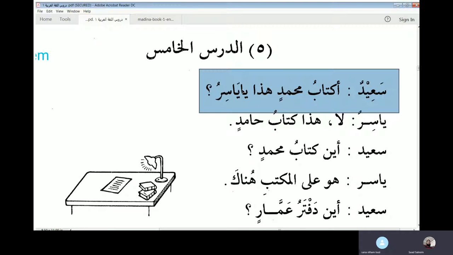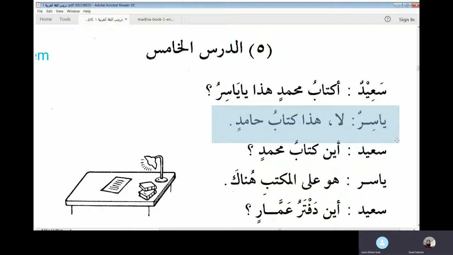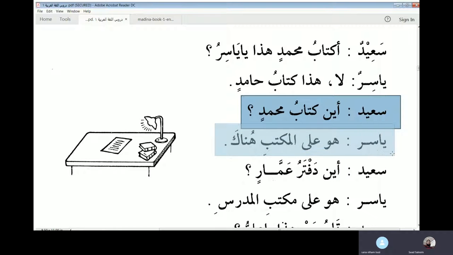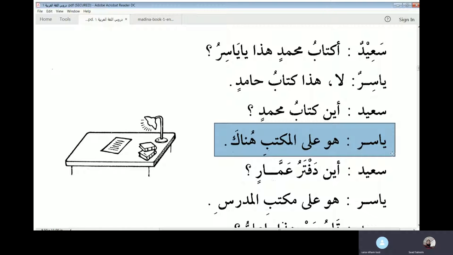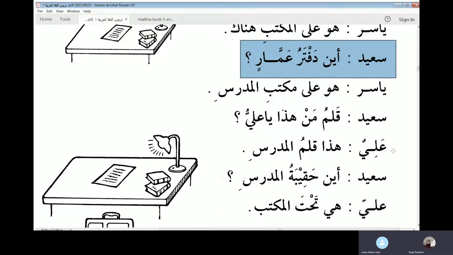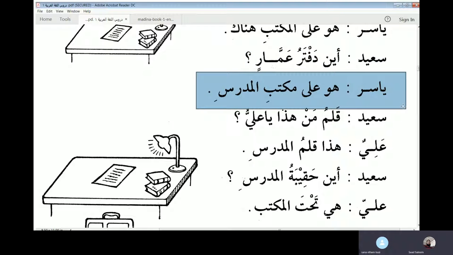Saeed is talking to Yasir, okay? Yasir: No, haza kitabu Hamidin. No, this is the book of Hamid. Sorry, Hamid. Where is Muhammad's book? Huwa alal maktabi hunaka. It is on the table there. Aina daftaru Ammarin? Where is Ammar's notebook? Daftar means notebook or register. Huwa alal maktabil mudarrisi. It is on the table of the teacher.